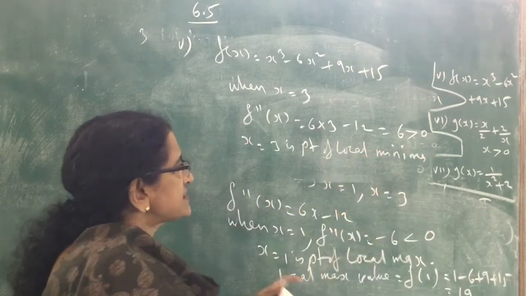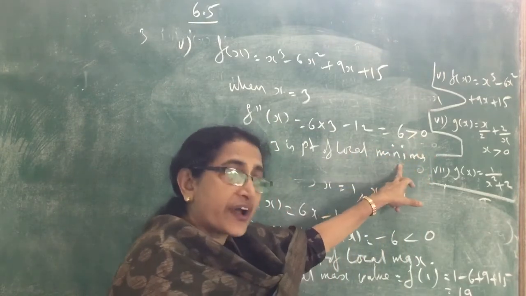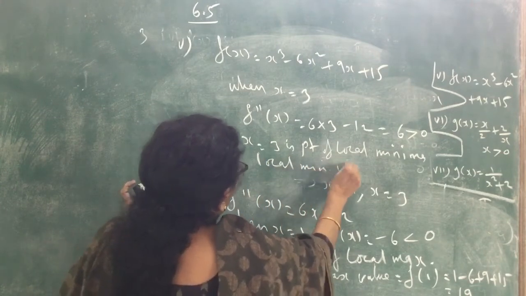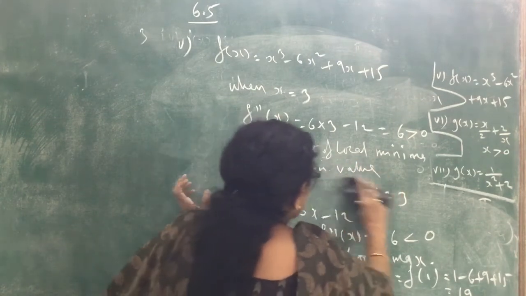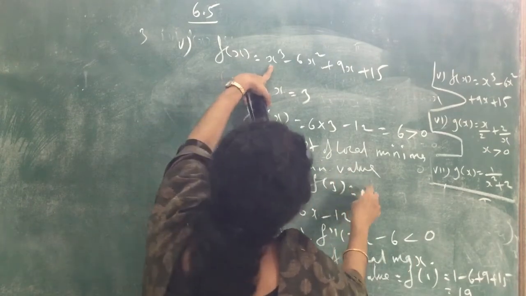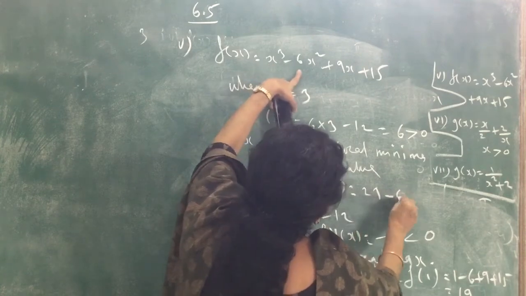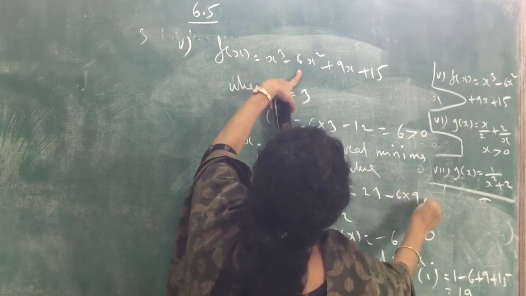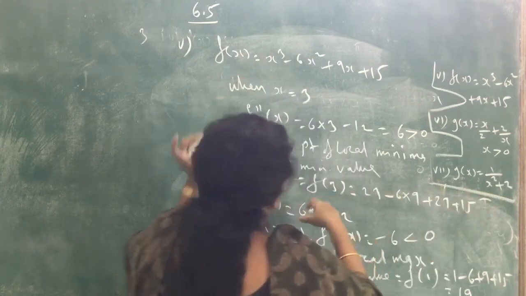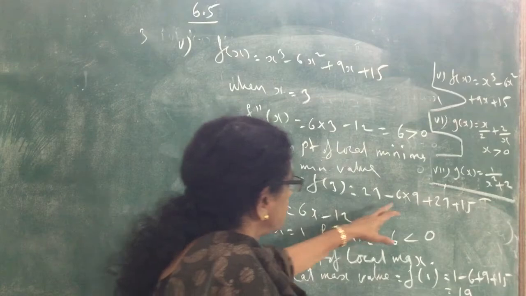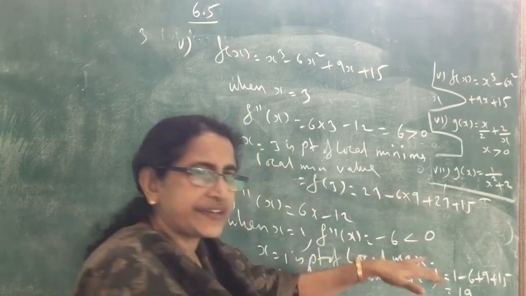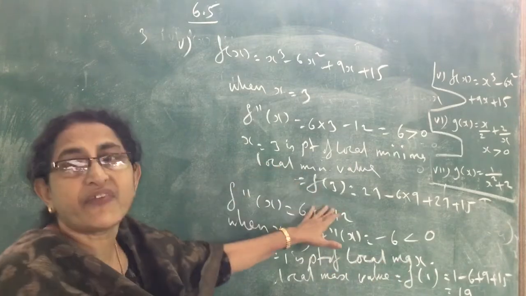Positive means point of local minima. Then find the local minimum value. That is f of 3. So substitute 3 cube, 27, minus 6 into 3 square, that is 9, plus 9 into 3, 27, plus 15. Now find out that number, which will be the local minimum value. That is the answer.